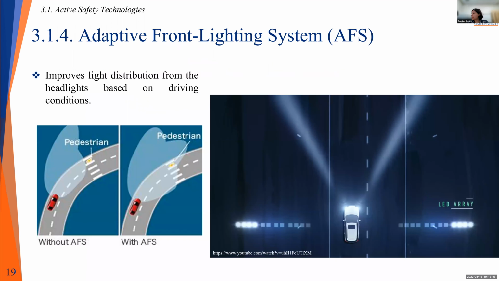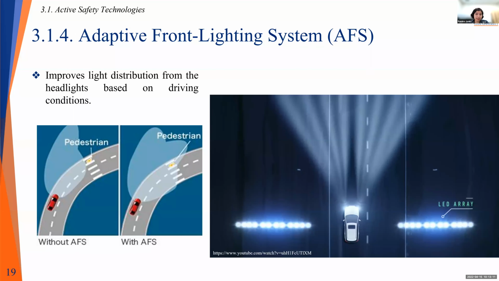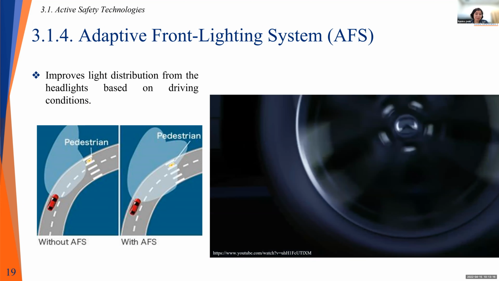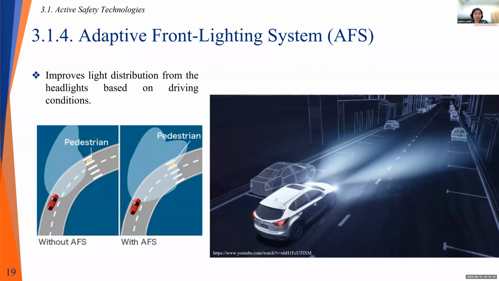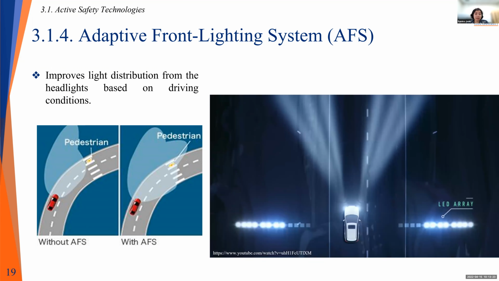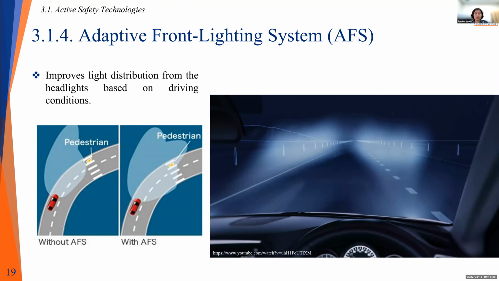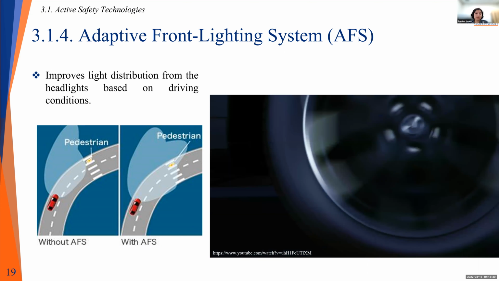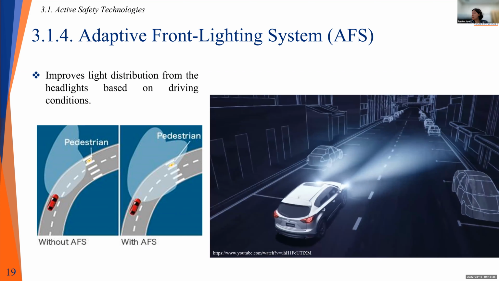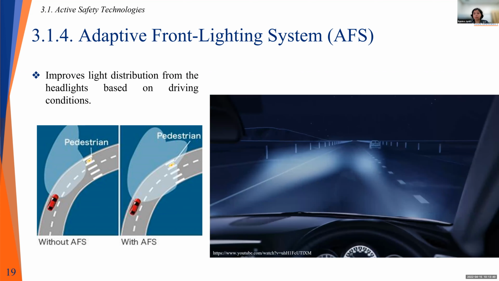The next technology that we are going to talk about is the Adaptive Front Lighting System, or AFS. AFS improves light distribution from the headlights based on driving conditions. The device directs the low beam headlights in the direction the driver desires to travel based on vehicle speed and steering inputs. As you can see here, it can be changed throughout the road.